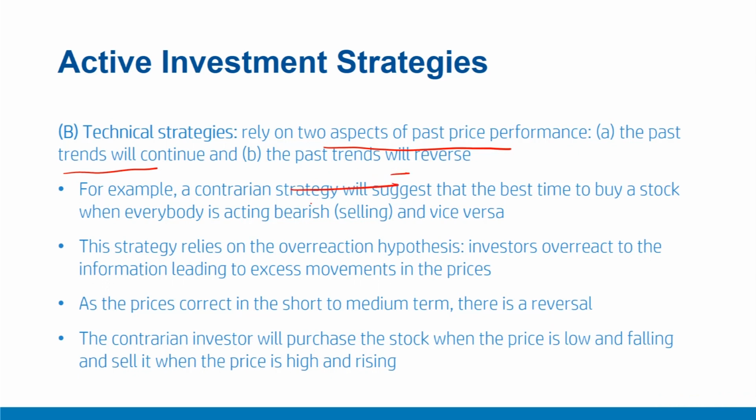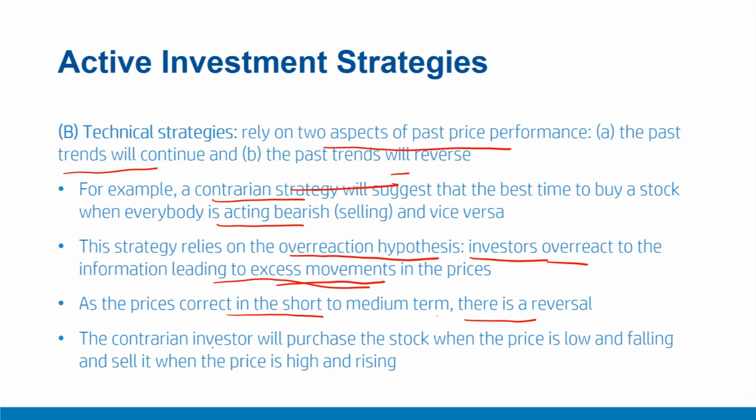To start with, a very basic form of technical strategy is the contrarian strategy. The contrarian strategy suggests that the best time to buy a stock is when everybody is acting bearish. So it takes an opposite view of the market. The strategy relies on the overreaction hypothesis. That is, investors are often sentiment driven and they tend to overreact to information, leading to excessive movements in prices. And therefore, it is expected that when such excessive movements have taken place, in the short to medium term in future, prices will correct or reverse. So there will be a reversal.